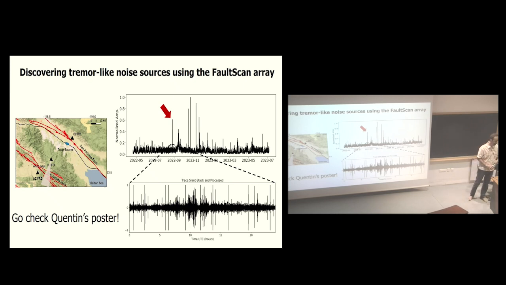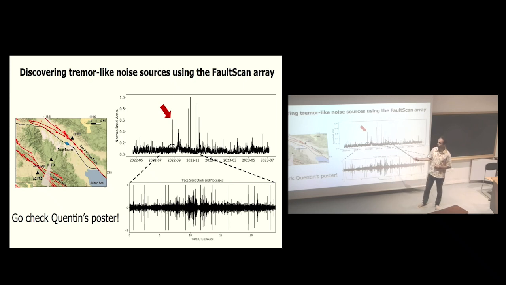And instead of looking towards the trains, this time we'll be targeting the fault, the San Jacinto fault. So we will essentially turn our array to the San Jacinto fault activity and perform the same type of plot.